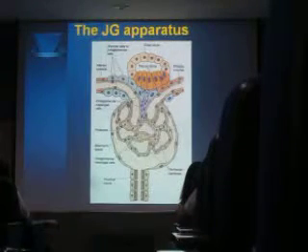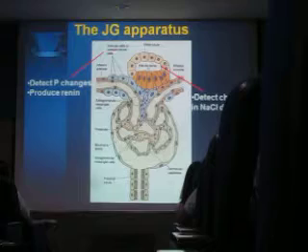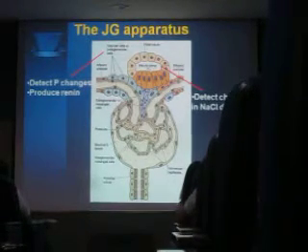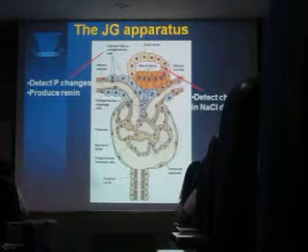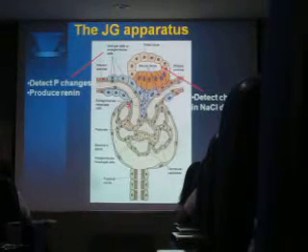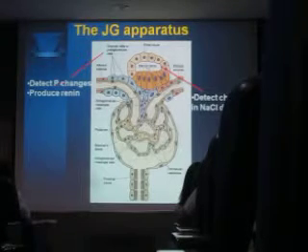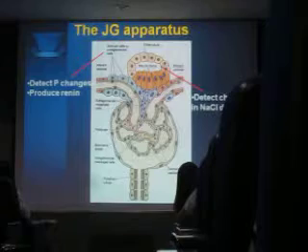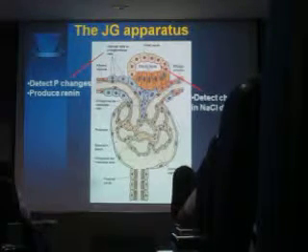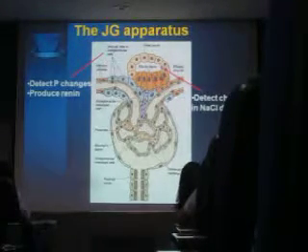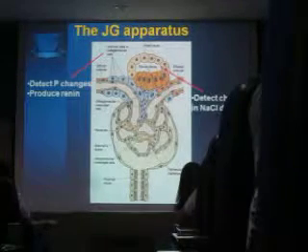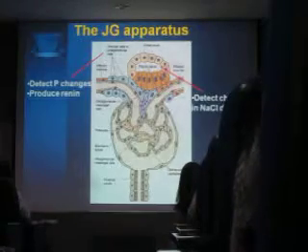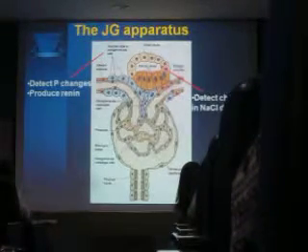And your JG apparatus consists of these specialized cells. First is your granular or juxtaglomerular or JG cells, which are specialized modified cells of your afferent arteriole. They're responsible for detecting pressure changes and volume delivery to your glomerulus and are also responsible for synthesizing and producing your renin. Specialized cells of your distal tubule are known as your macula densa. These are also part of your JG apparatus, which detect changes in sodium chloride delivery to the glomerulus.